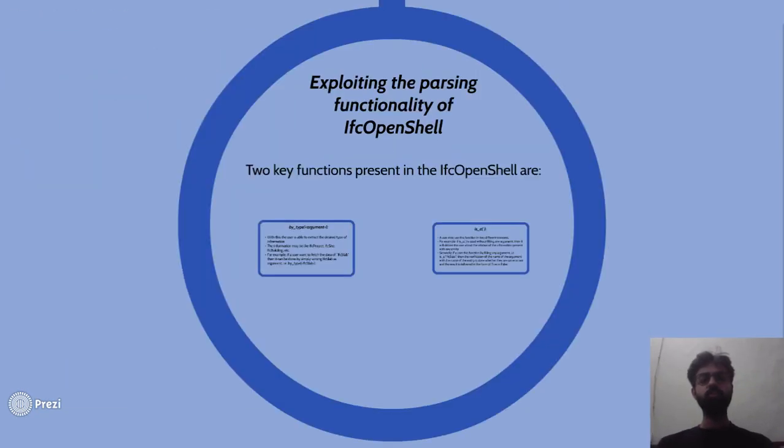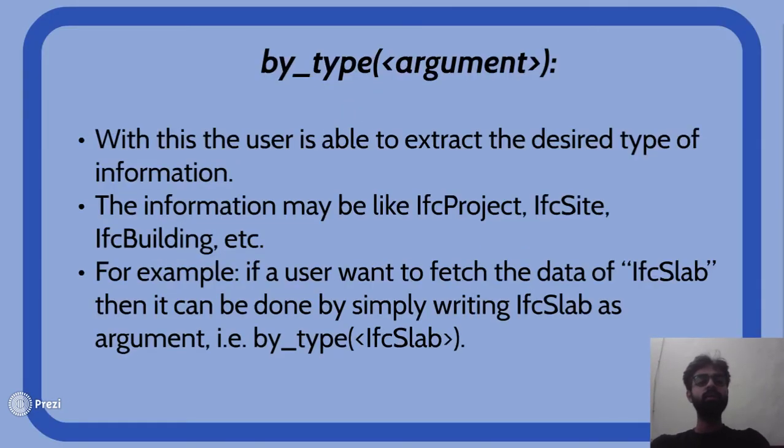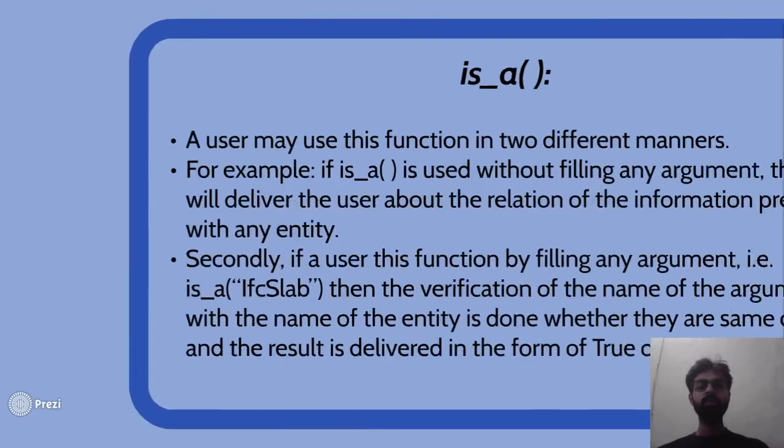Next, we need to exploit the parsing functionality of IFC OpenShell, which we use as a base for our Python program. There are two key functions present in IFC OpenShell that we use. The very first is by type argument. Here, the user is able to extract the desired type of information. The information may be like IFC project, IFC site, IFC building, etc. For example, if a user wants to fetch the data of IFC slab, then it can be done by simply writing IFC slab as the argument, that is by type IFC slab, and we'll get all the details of that particular entity.